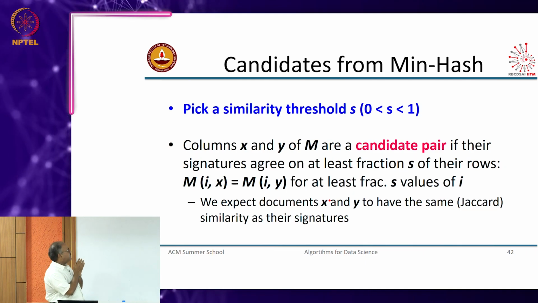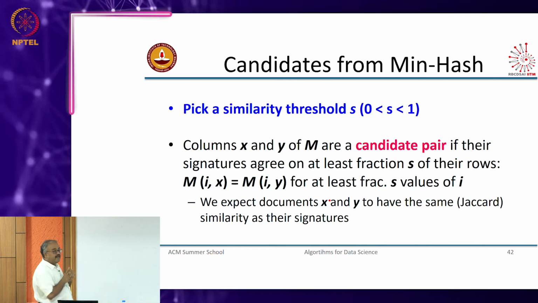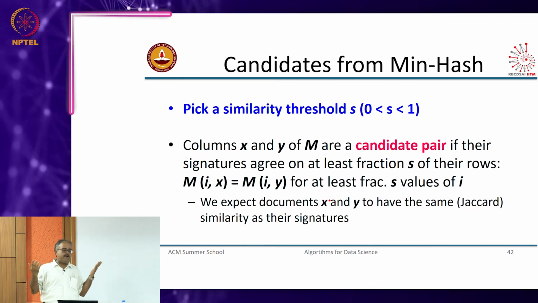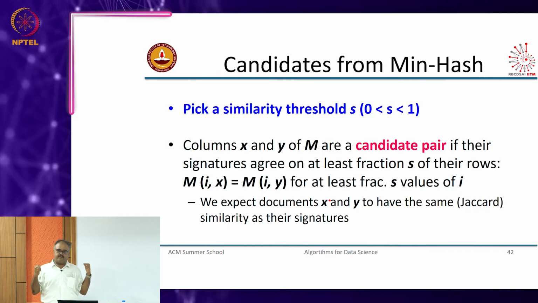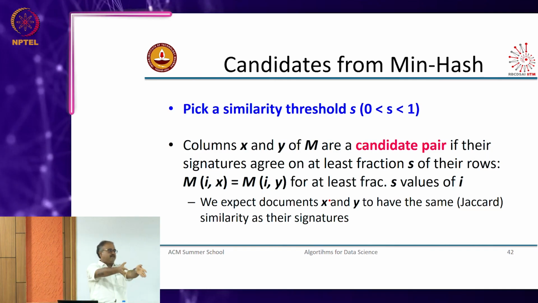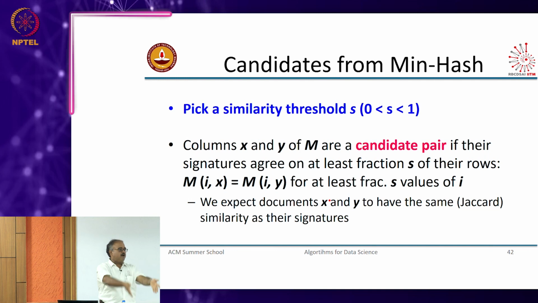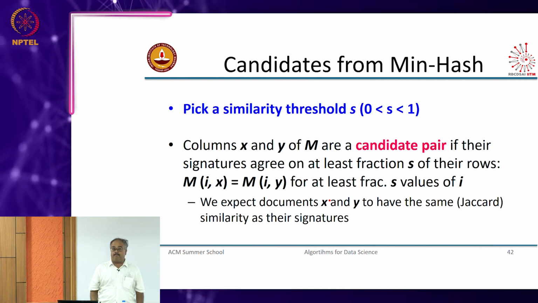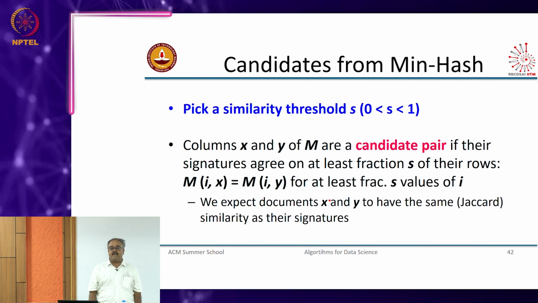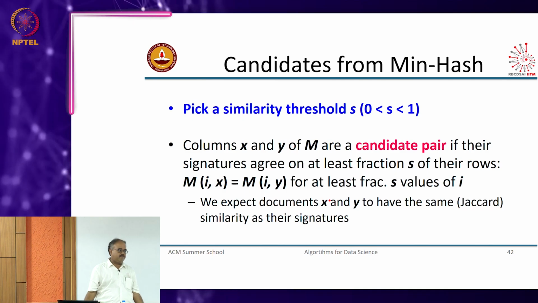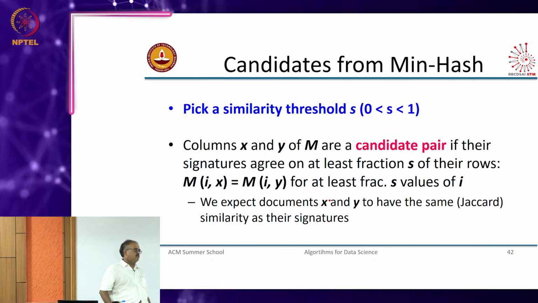So I'm going to say if x and y are candidate pairs, because these are pairs that I would like to compare the similarity of, the set of candidate pairs that I'm going to give you with high probability should contain all pairs whose similarity is greater than 0.8. Okay, so that's what I want.